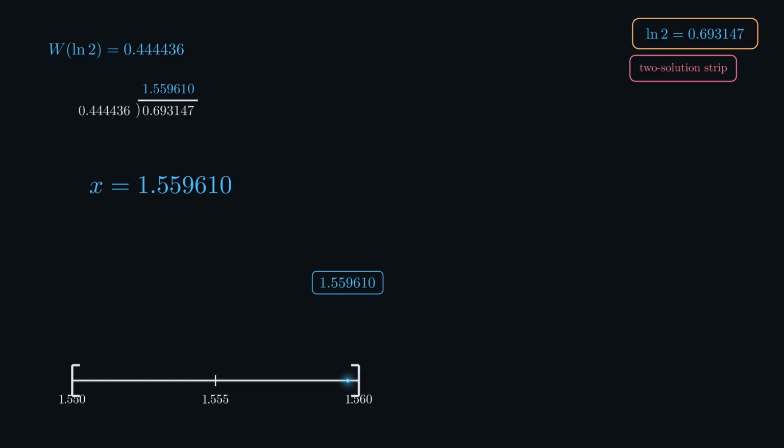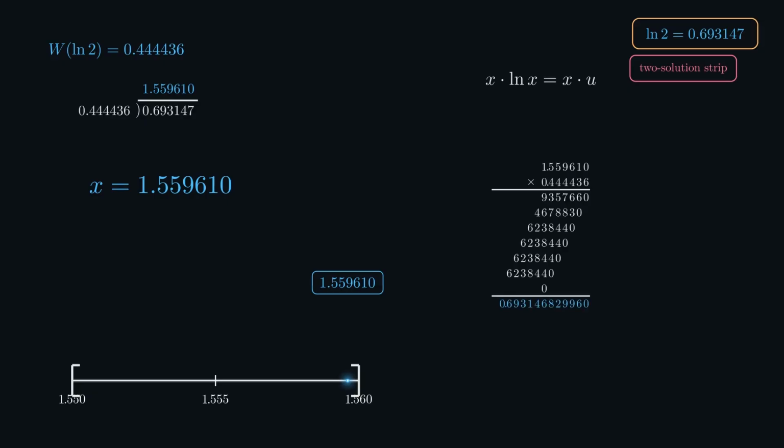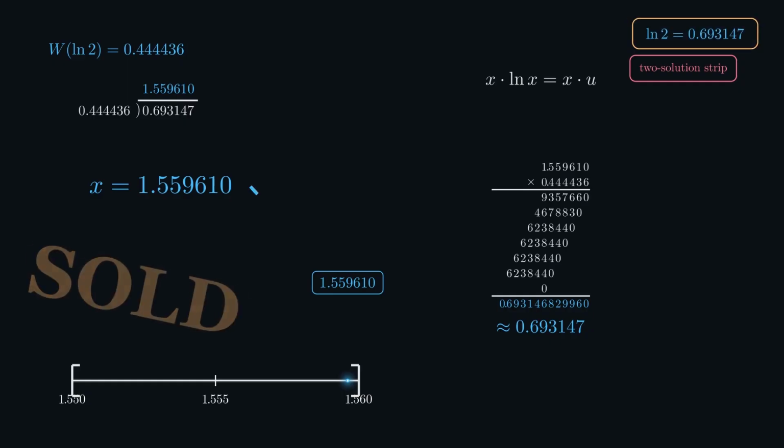Check it. x times natural log of x should equal natural log of 2. And natural log of x is u. That was our substitution. So the check is 1.559610 times 0.444436. Multiply it out. 0.693147 to the last digit. Sold.